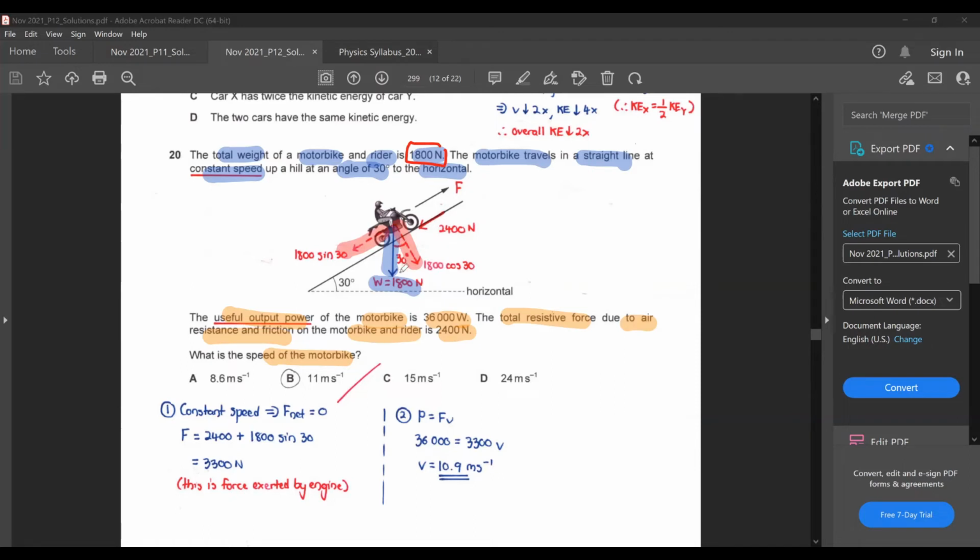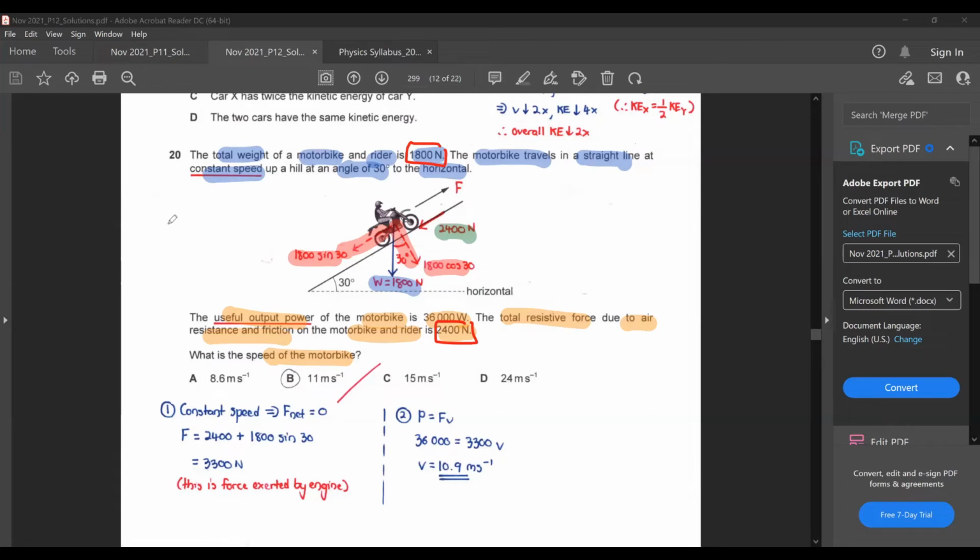The one perpendicular to the slope will just be 1,800 cos 30. Because you see, if this one is 30, here will be 30 degrees too. Okay, that's something that I mentioned to you. You guys should just remember the pattern. So this one is 1,800 cos 30. The component parallel to the slope is 1,800 sin 30. Okay. And then after that, as your motorbike is moving up, you have a resistive force of 2,400 Newton, which is represented by this one here. You're moving up, so your resistive force must be opposing your motion. So it's 2,400 Newton down.